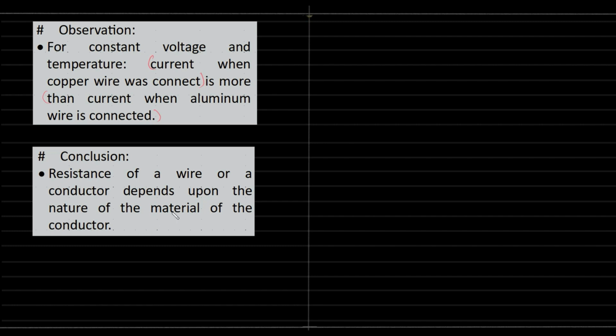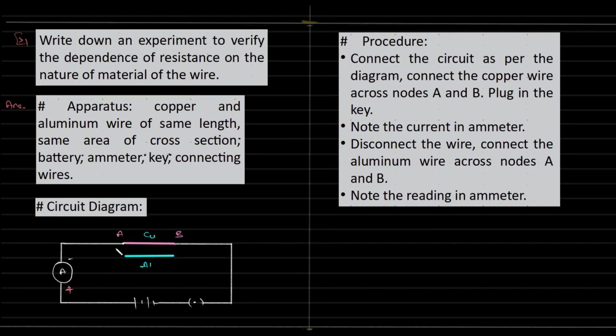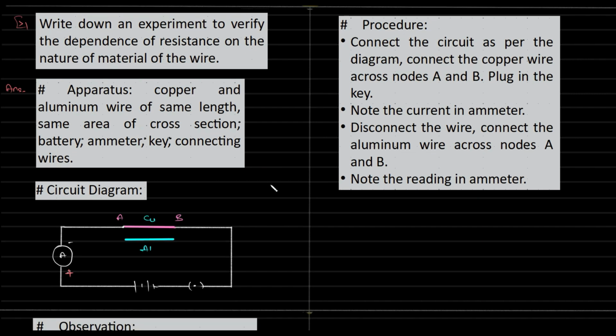So what can we conclude? When the wires have the same thickness and area of cross section but are made up of different materials, they have different resistance. So the resistance of a wire or a conductor depends upon the nature of the material of the conductor. Right? Quite simple question and quite simple answer. So pause and have a look.